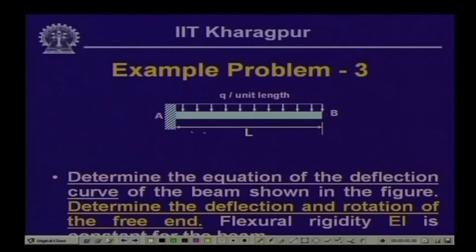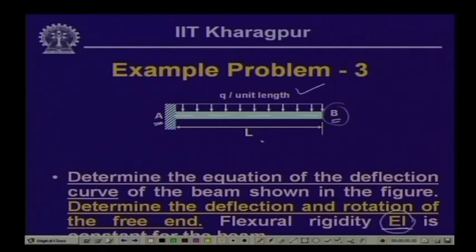Now, let us look into another example where this is a beam. It is a different type of beam. The beam is fixed at end A and is free at the end B, and thereby, as we know, this is a cantilever beam, and this beam is subjected to a uniformly distributed load of q per unit length. What you will have to do is determine the equation of the deflection curve of this beam, and find out the deflection and rotation of the free end, the end B. Now, the flexural rigidity EI of this particular beam is constant. So, right through, the EI value is the same.